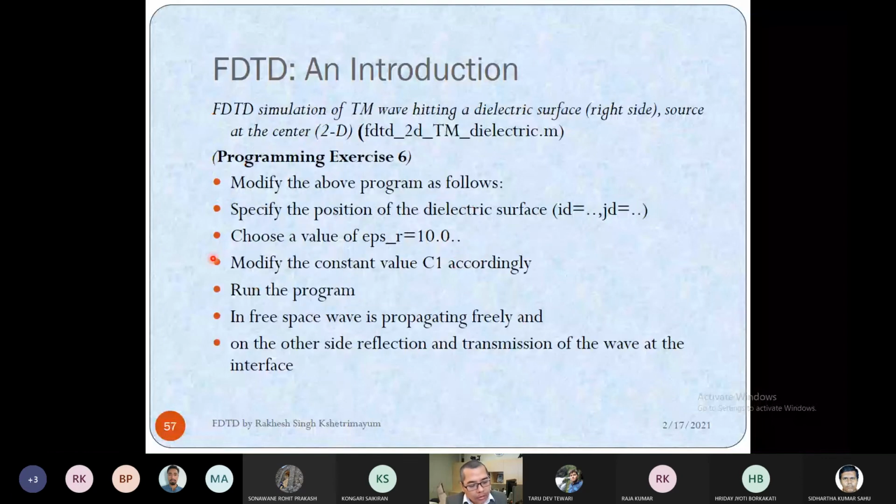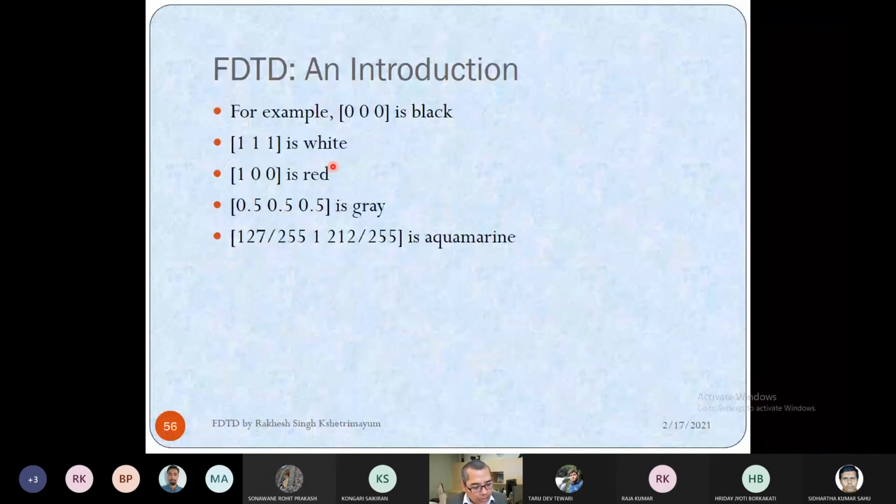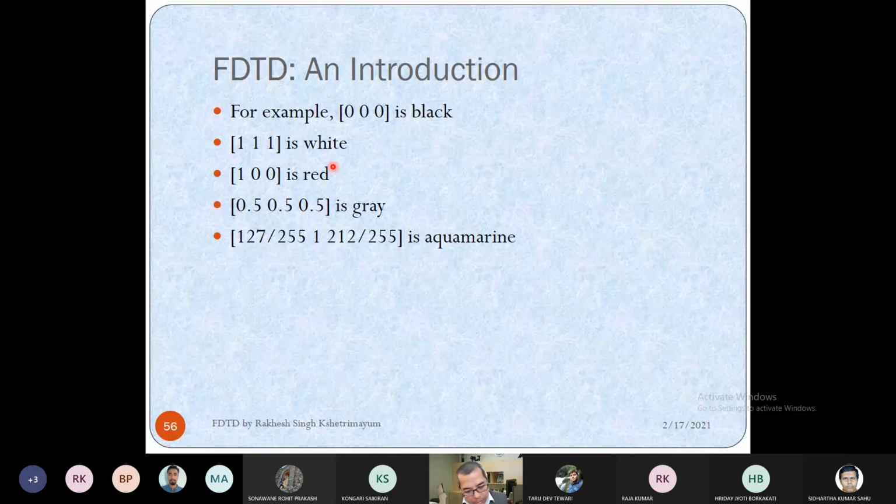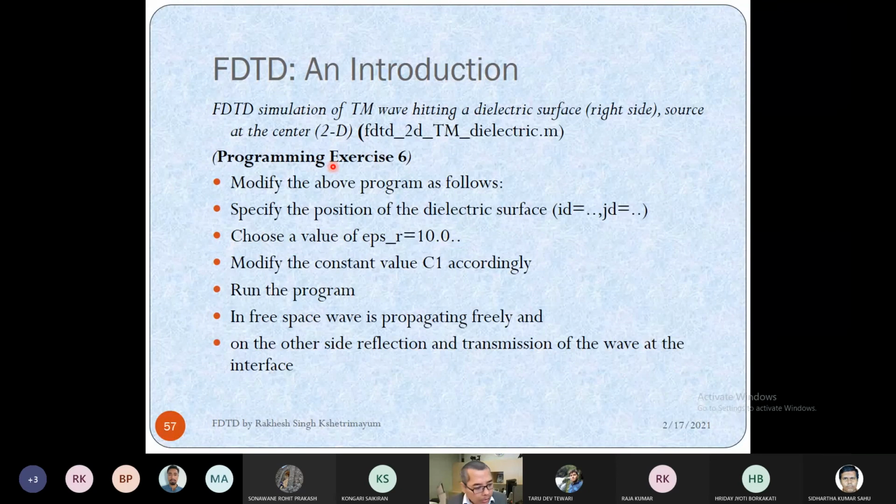Okay, so this would be your FDTD programming exercise 5 or 6. Let's see. Maybe you have skipped FDTD programming exercise 5. Then, okay, we'll discuss that later on. I think I have skipped FDTD programming exercise 5, which must be on the absorbing boundary condition. So I'll discuss it later on after I finish this recording. So let's look at FDTD programming exercise 6.